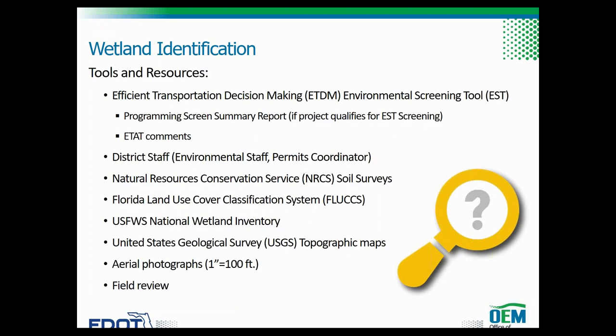For each project, FDOT must determine if wetlands are in the project area. For projects that do not qualify for Environmental Screening Tool, or EST, screening during FDOT's Efficient Transportation Decision-Making Process, a field visit or desktop analysis using the EST's Area of Interest tool or other mapping tools can be used to determine if a project will impact wetlands or other surface waters. This information can be documented in the Type 1 Categorical Exclusion Checklist or the Non-Major State Action Checklist as appropriate.